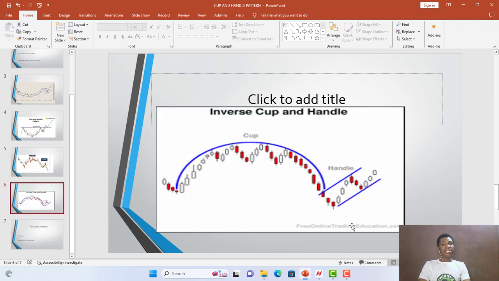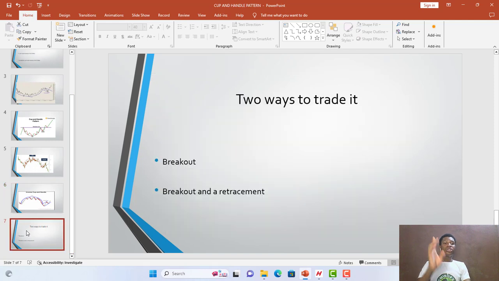Now look at this for a sell. The only two ways to trade it: the breakout strategy, where you allow the market to break out, and after breaking to the upside or downside, you quickly take entry for either a buy or a sell. Or after the breakout, you wait for a retracement, and at the end of the retracement, you can go in for either your buy or your sell in the forex market.